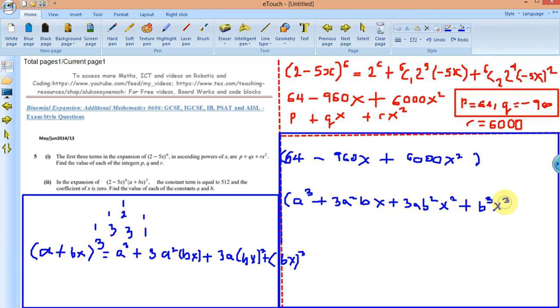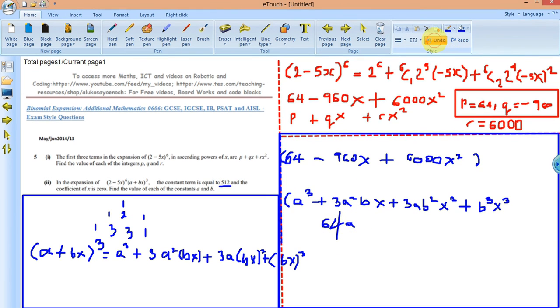Now based on the information given by the examiner, the constant term is equal to 512. So where is the constant term here? If I want to use 64 to multiply through here, the only constant term I'm going to have is 64 times a raised power 3, equals 512, because that's the only constant term that you can have. I can tag this equation 1.